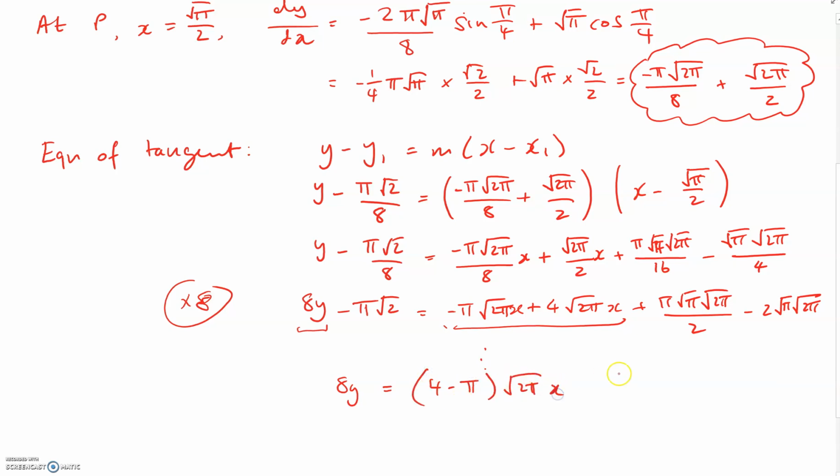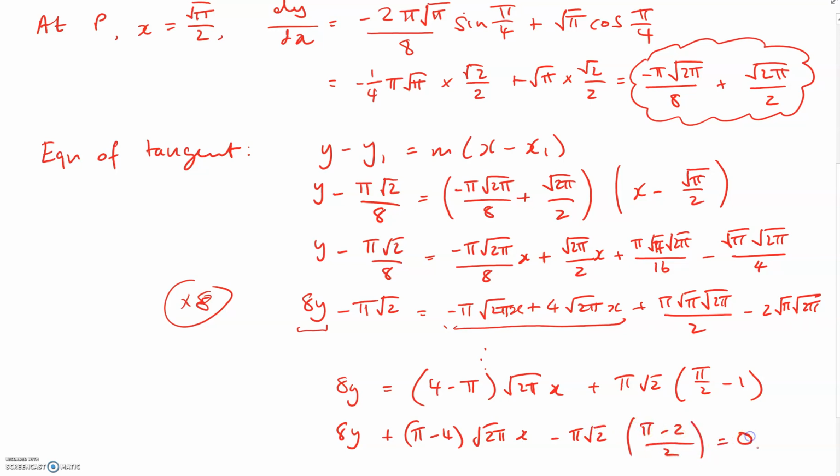Root 2 pi x plus pi root 2 pi over 2 minus 1, and then if I just pull everything to one side, I would get this. I pull it all to the other side. I could just get that, and that's the form that they want it in. Sorry, that was a bit long, but make sure that you can work the algebra properly for that one.